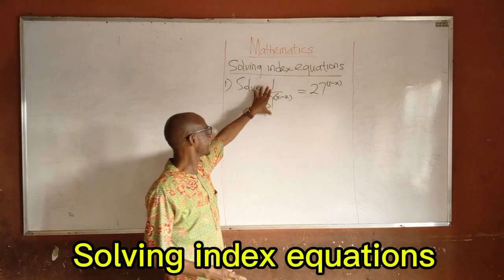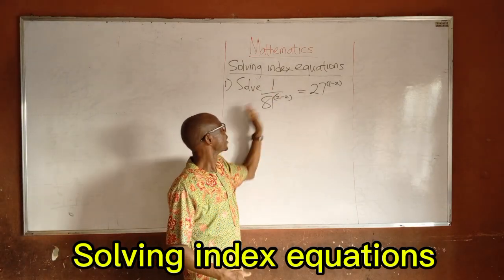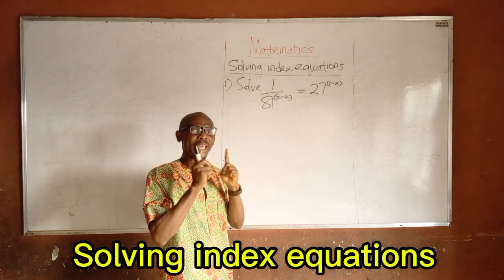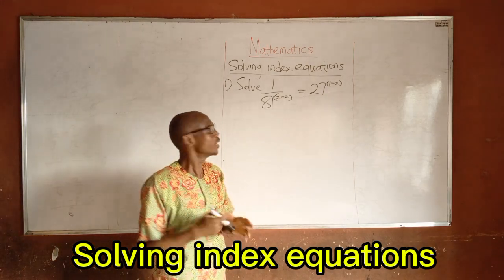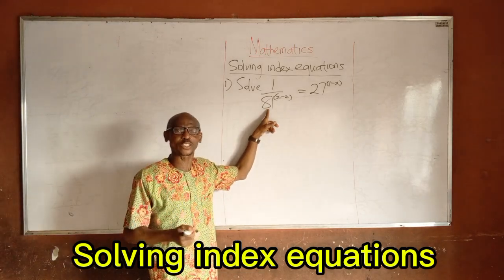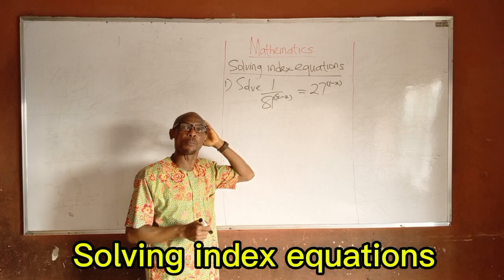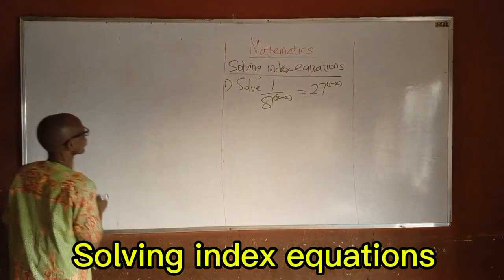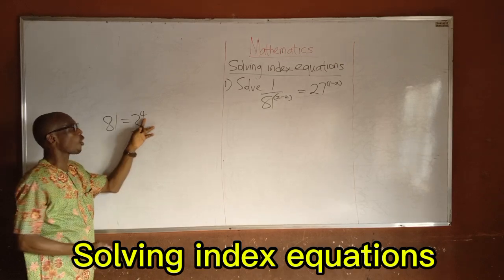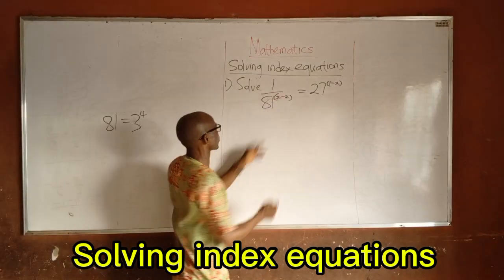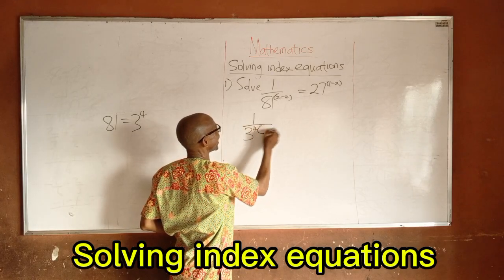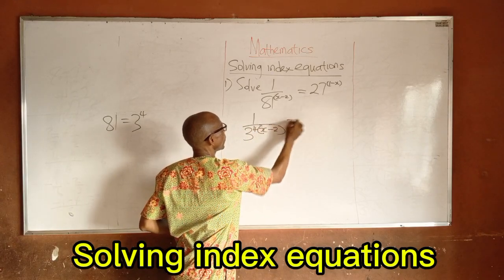First, we apply indices in evaluating both sides and try to make sure that we raise them to a given base that is the same. Now, 81 can be written in index form as 3 raised to the power of 4. Let's look at that. 81 can be written as 3 raised to the power 4. So we can now write this as 1 over 3 raised to the power 4(x minus 2).